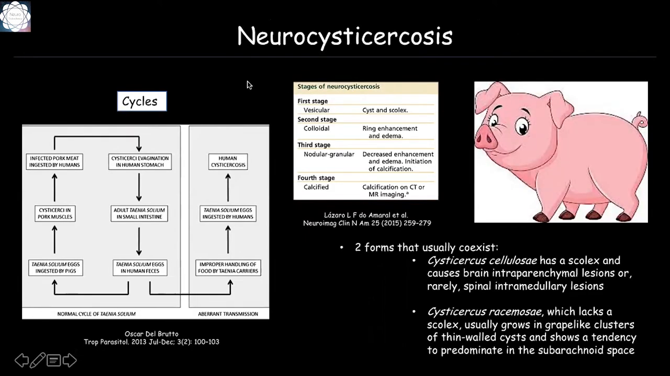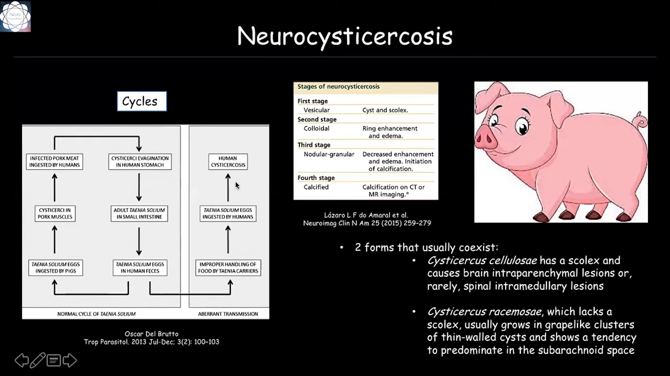Neurocysticercosis is very frequent in many of our countries. Remember that cysticercosis has two cycles. The normal cycle is the teniasis, the Taenia solium that goes from humans to pigs, and we get the infection by consuming pork meat, which is not completely cooked. But there is a second way, the aberrant transmission way, which produces human cysticercosis.